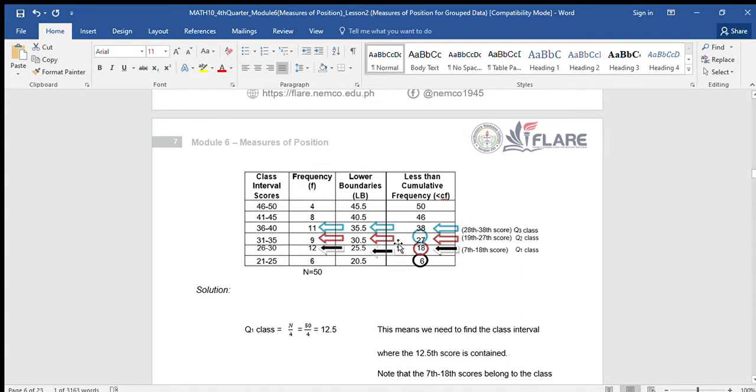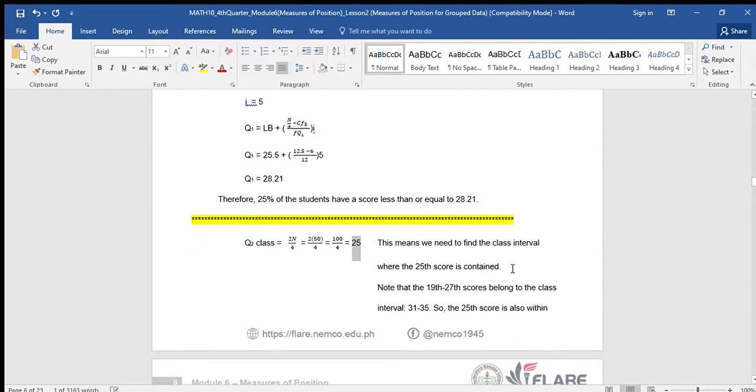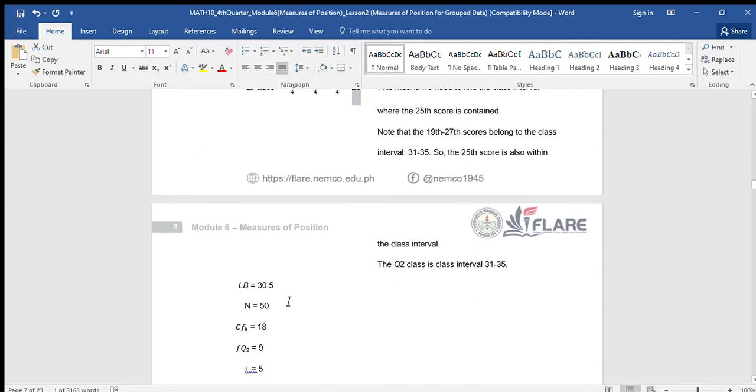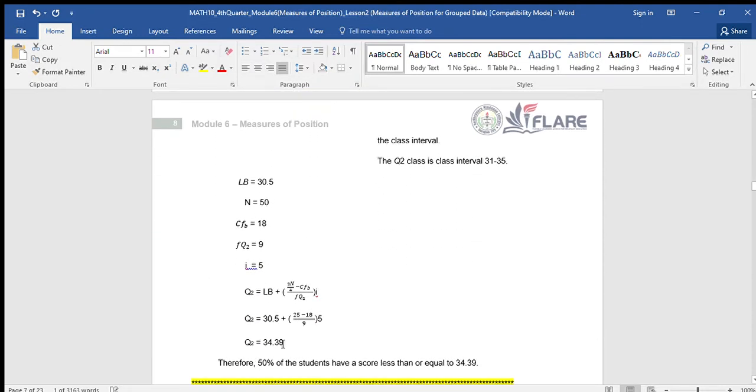What about the class interval? Does the class interval change or not? No, the class interval doesn't change, it's still 5, because the scores here, the class interval scores, are the same. So 46 minus 41, that is still 5. Right? So again, we substitute into the formula.